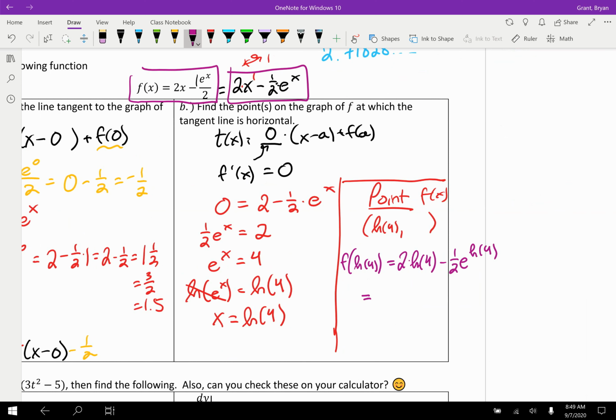So as we clean this up, 2 ln of 4 minus 1/2 e, and natural log undo each other, and the 4 drops down. We get 2 natural log of 4 minus half of 4, which is minus 2. And I think this is our y value. So what is our final point?